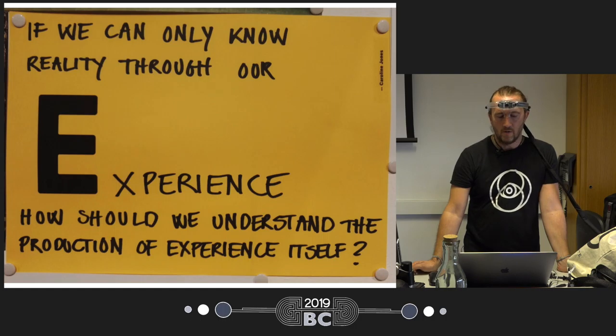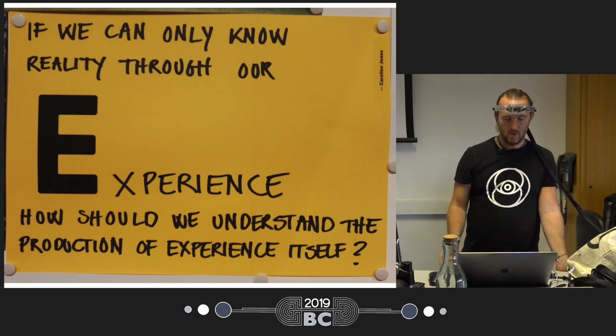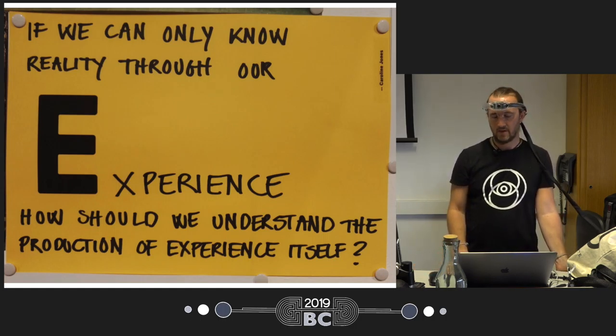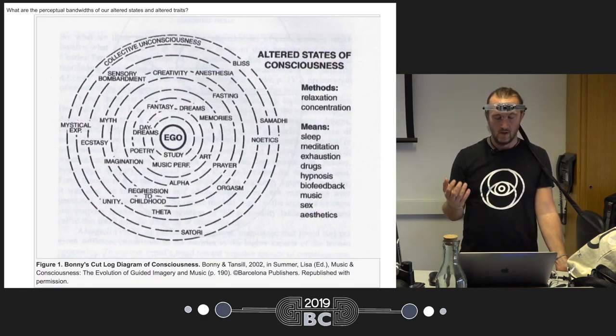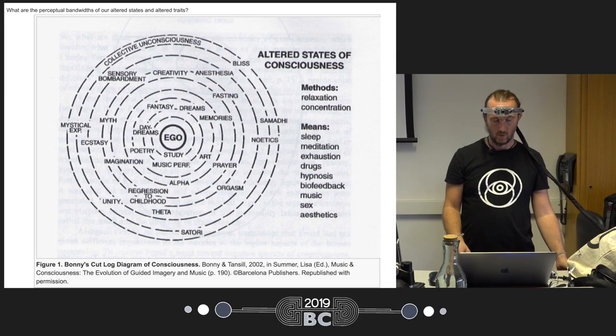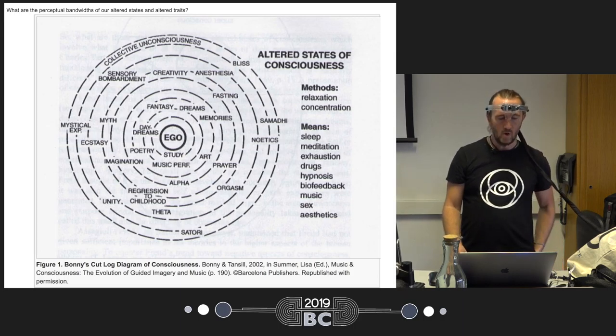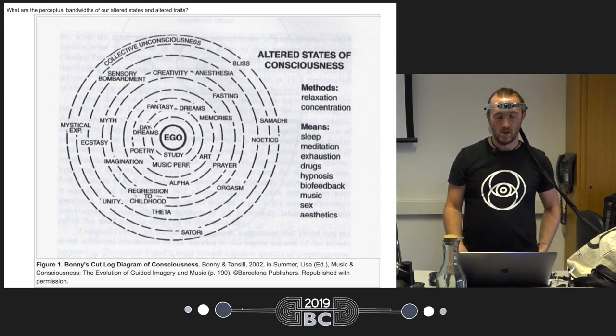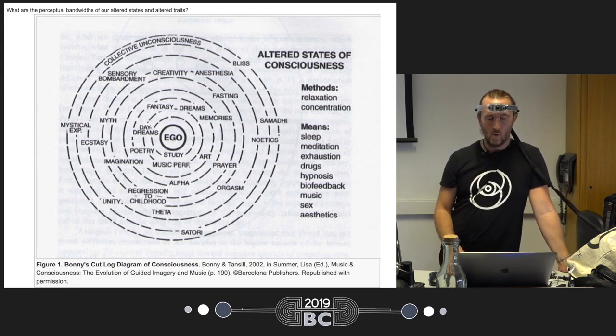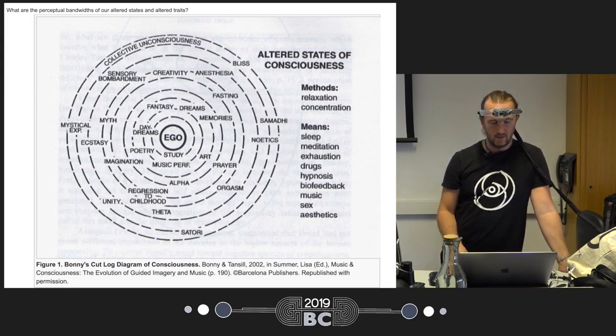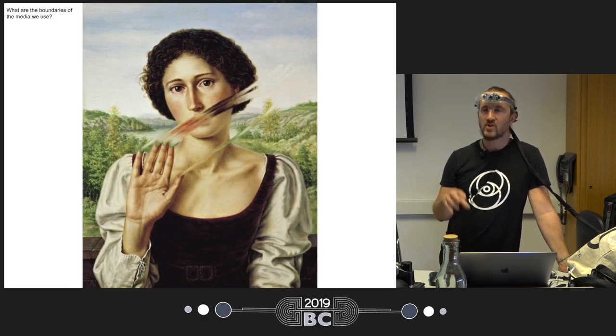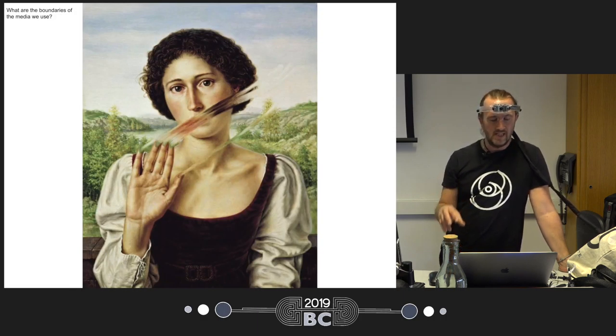So if we can only know our reality through experience, how should we understand the production of experience? That's exactly what I'm trying to do with my work, focusing on context rather than on content. So what are the perceptual bandwidths of our altered states of consciousness, our altered traits of consciousness? What are the limits of what we can do with these altered states? And also, what are the limits of our media? What are the boundaries of our media?